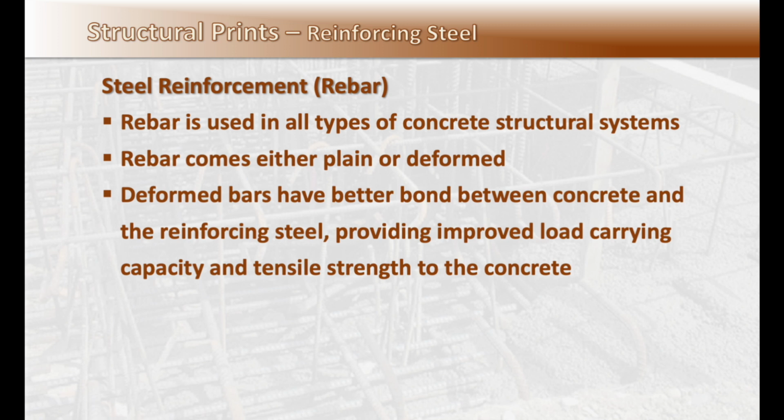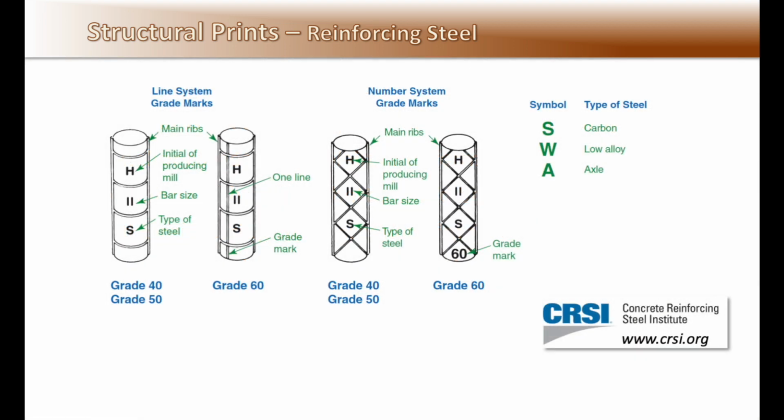Steel reinforcement is commonly called rebar. Rebar is used in all types of concrete structural systems. The rebar comes either as plain or deformed bars. Most common is deformed bars. The deformed bars have a better bond between the concrete and reinforcing steel, providing improved load carrying capacity and tensile strength to the concrete. Rebar comes in a variety of grades of steel.